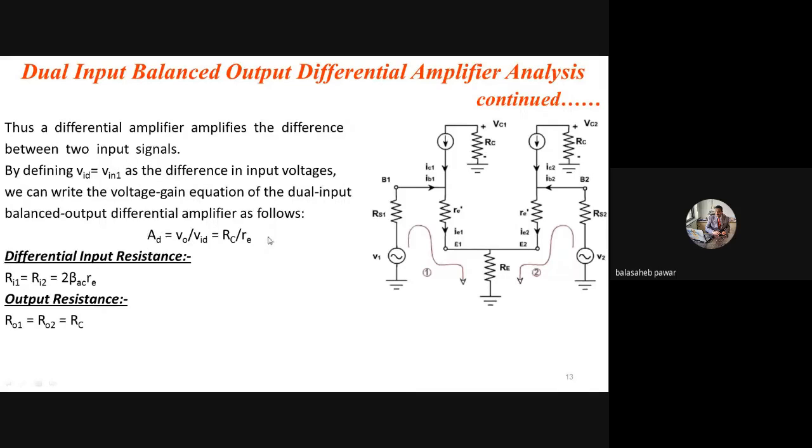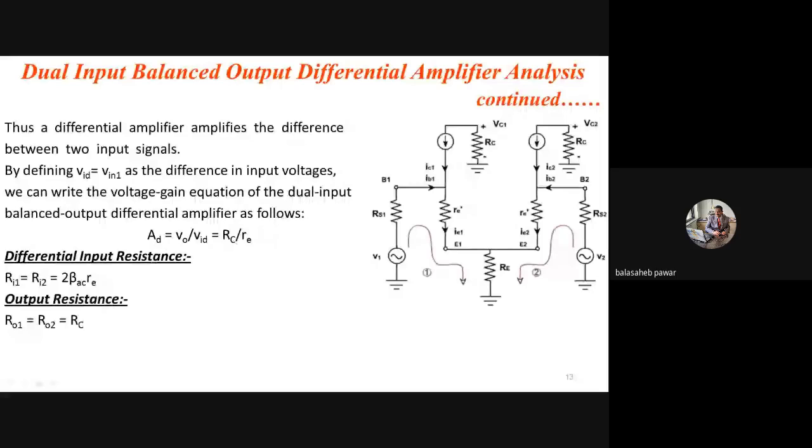Right? For input and output impedances, again there is a derivation, but I have directly written that Ri1 equals Ri2. Purposely I have written it directly, because as the transistors are considered identical, the input impedance of the first will be the same as that of the second, and that is directly equal to twice the AC amplification factor into small re. The output impedances of both will be directly equal to capital RC. So only these 3 to 4 formulas you have to remember so that you can directly solve the given numerical.